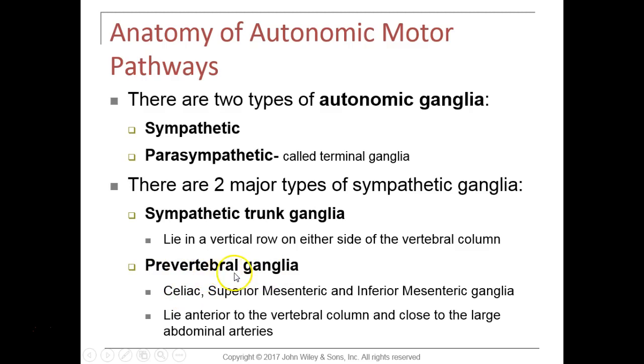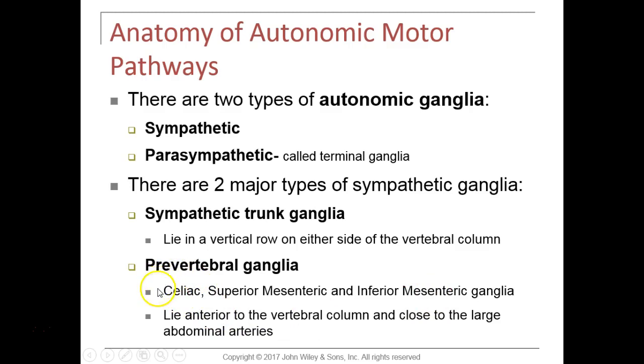So the prevertebral ganglia occur in three forms that I want you to learn. There are typically 5 or so, but we're going to learn these 3 main ones. We're going to cover these arteries in AMP2 as well. So we have what is called a celiac ganglion, a superior mesenteric ganglion, and an inferior mesenteric ganglion. These ganglia are part of the sympathetic nervous system.